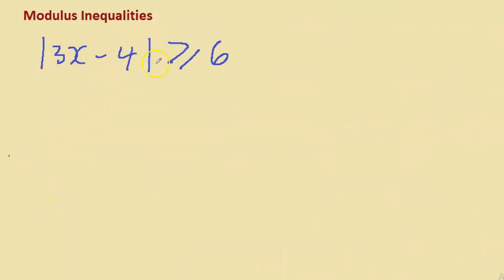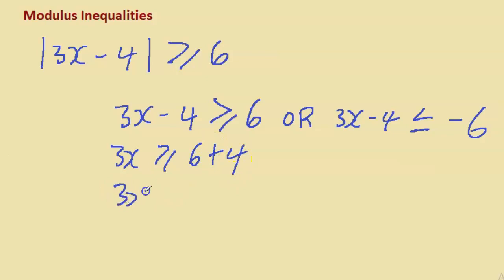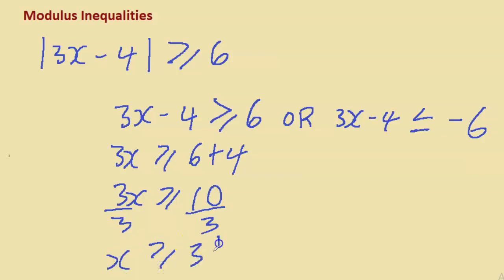As a matter of fact, let's do another one where it's actually greater than or equal to. Alright, so here's another one. So once it's greater than, then 3x minus 4 is greater than or equal to positive 6, or 3x minus 4 is less than or equal to negative 6. Alright, we solve. Grouping here, we have 3x is greater than or equal to 6 plus 4. So 3x is greater than or equal to 10. Divide both sides by 3. x is greater than or equal to 10 over 3, 3 and a third, right?